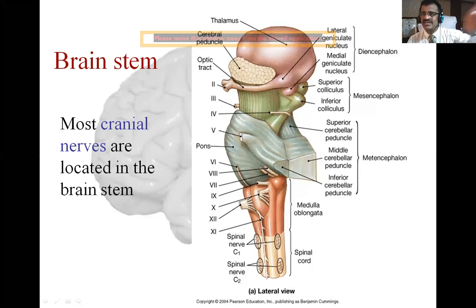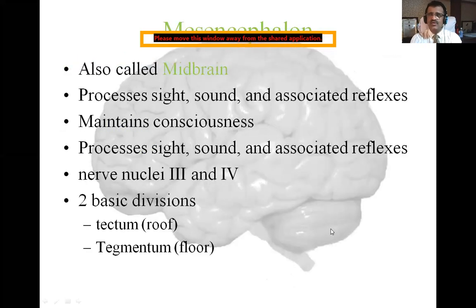Two are attached to the forebrain, the cerebrum. Two are attached to the midbrain. Four are attached to the pons, and four are attached to the medulla oblongata. This is how the attachment of most of the cranial nerves is shown here, and 10 of them are attached to the brainstem. Now we'll go to the mesencephalon.